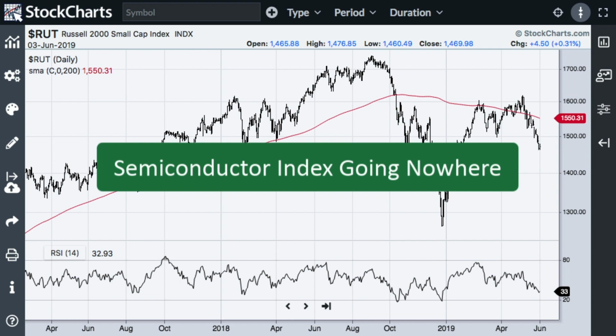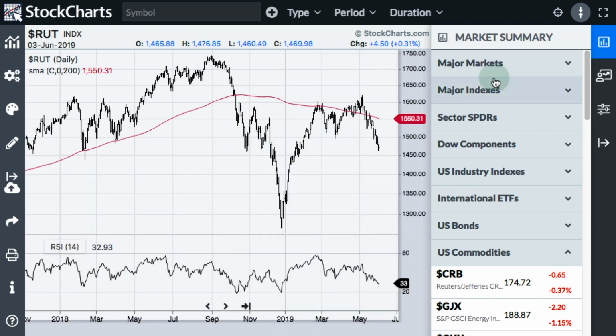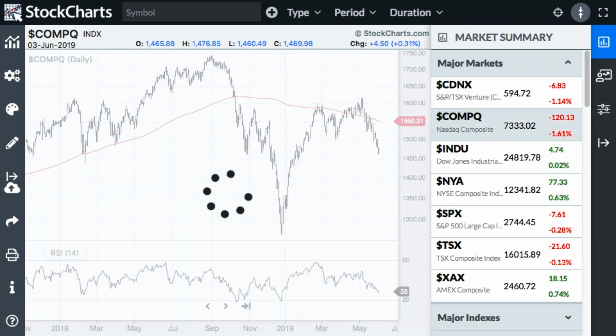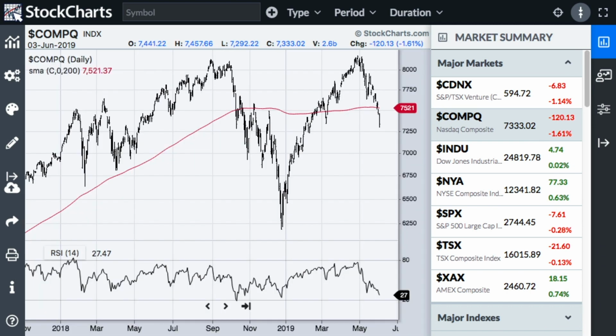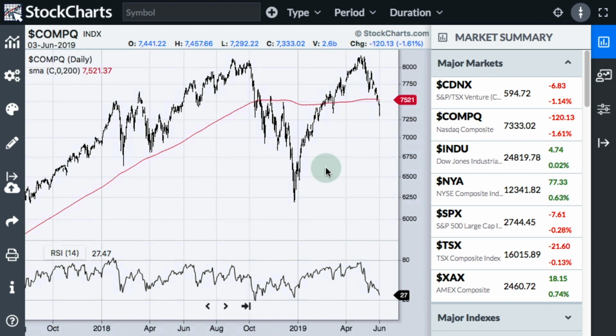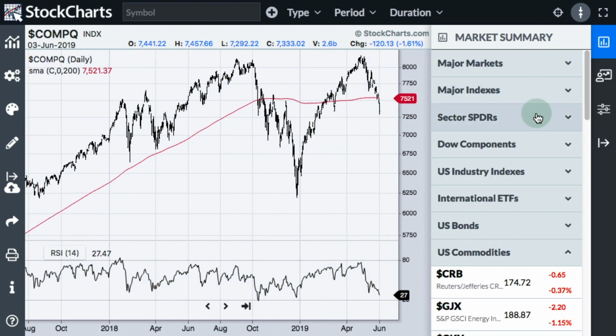Now note there are a number of predefined lists here that you can work off for your charting. So up here on the right, I have a button for the market summary. And so I click on that button and I can see the major market indexes, and I can click on any of these to see a chart for one of those indexes. And then I can use my mouse wheel to scroll in and out as I like. So I'm going to go ahead and close that.